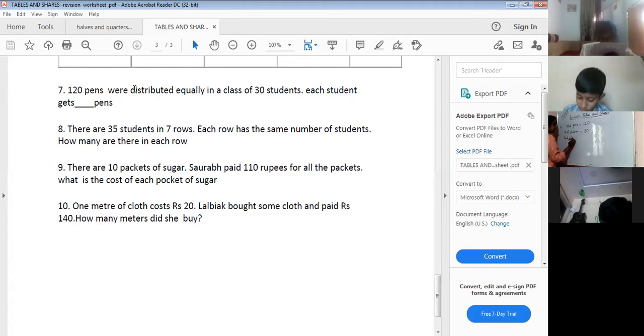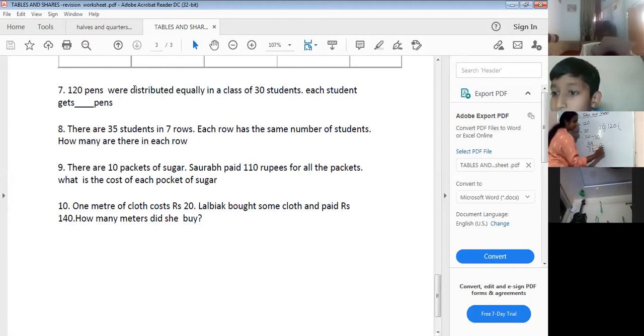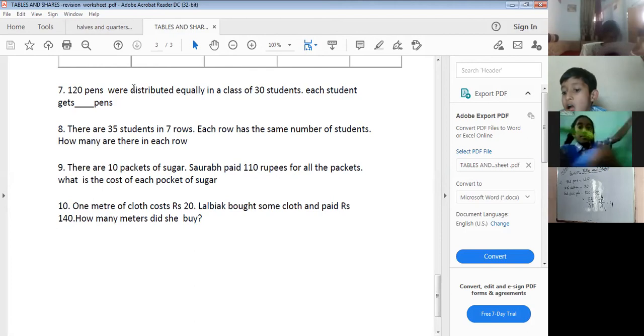Each child gets 120 divided by 30. 4. Yes, simply we can say 120 divided by 30 means like this we can write. So there we will get 12 minus 12 is 0, 0. Each child gets 4 pens.